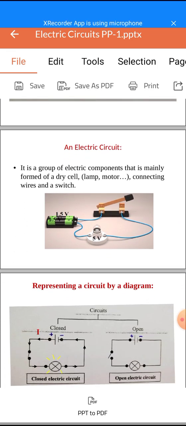So what's the meaning of an electric circuit? The electric circuit is a group of electric components. It must be mainly formed of a dry cell, a lamp or a motor, and they must be connected by connecting wires. So when they are connected to each other, we form in this case an electric circuit.